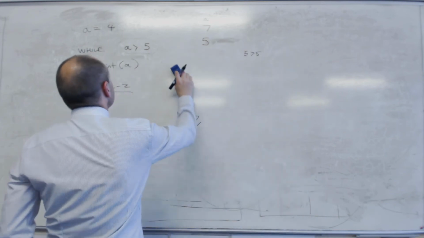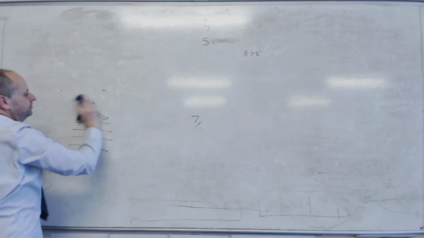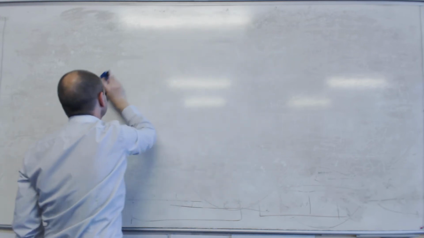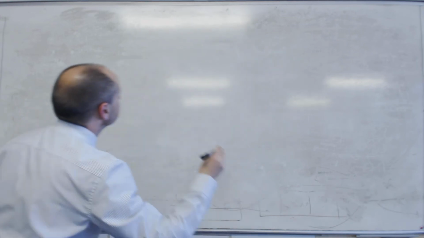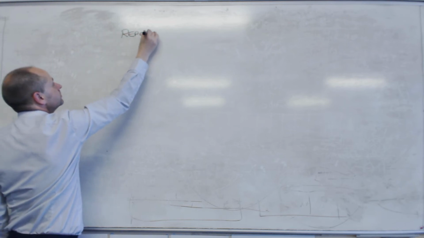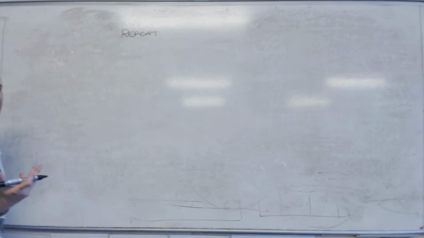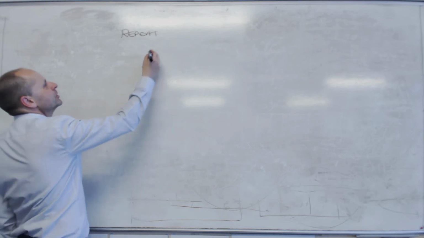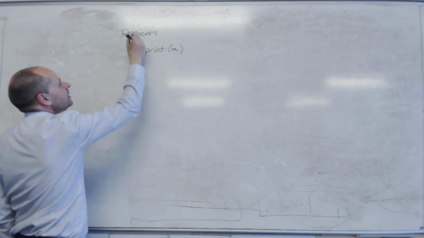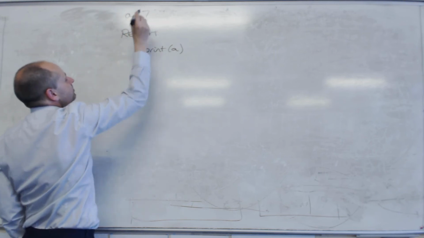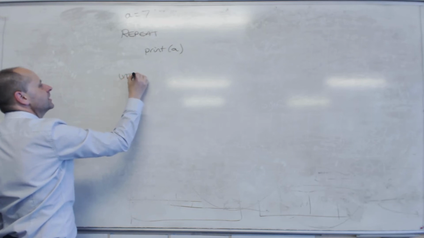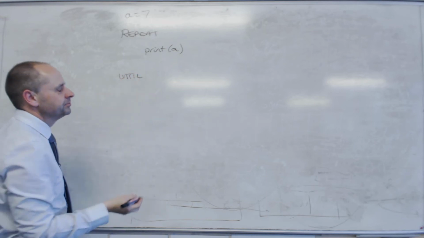The final loop type is repeat. So let's just have a look at the structure of it. Starts with the keyword repeat. You then put your statements in. So I'm going to keep with this daft printing thing. So I'm going to say A equals 7. And then we finish the loop with a line saying until, and we put a condition.